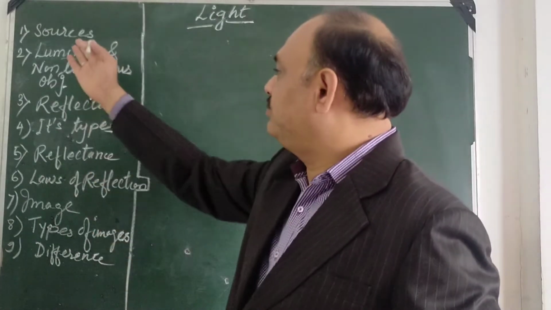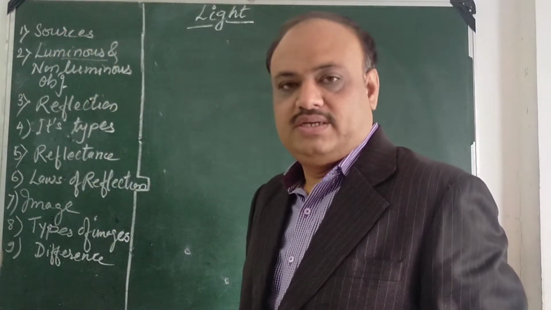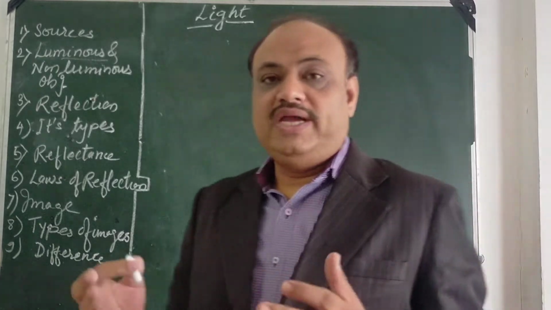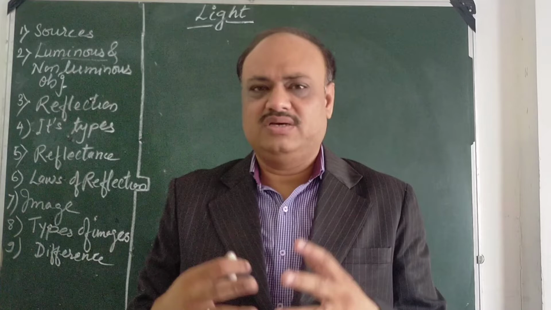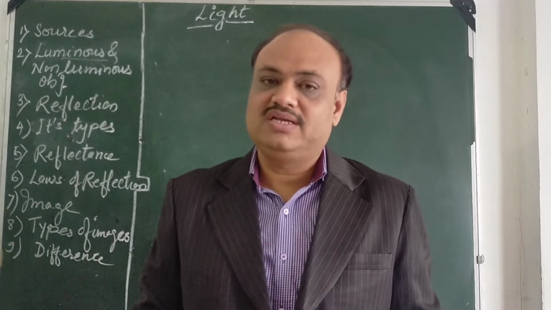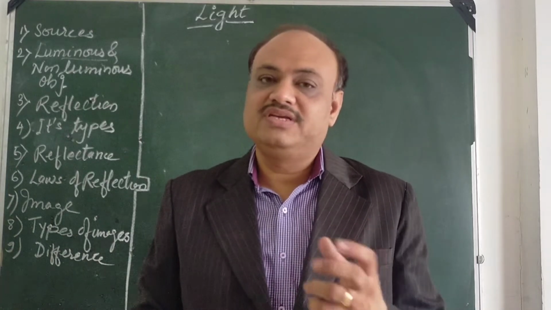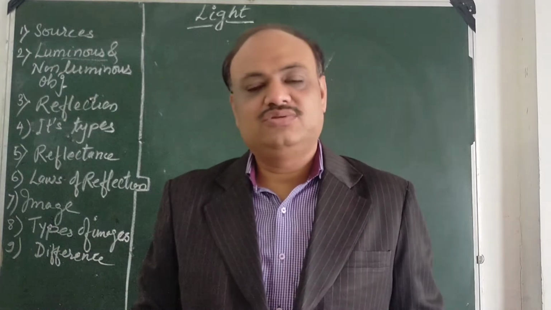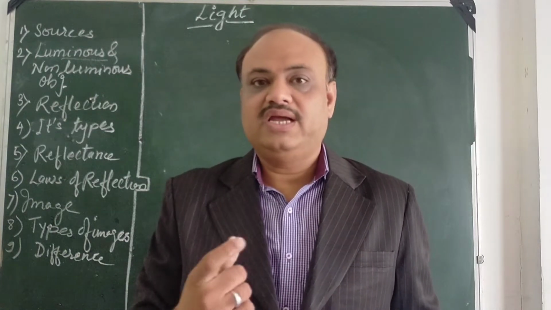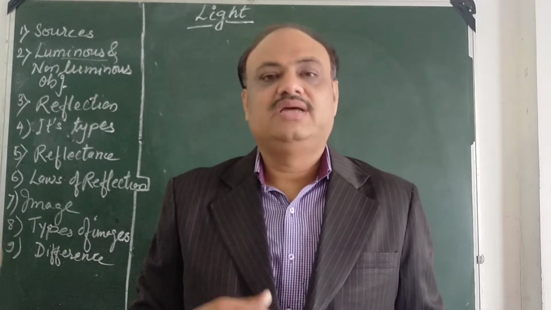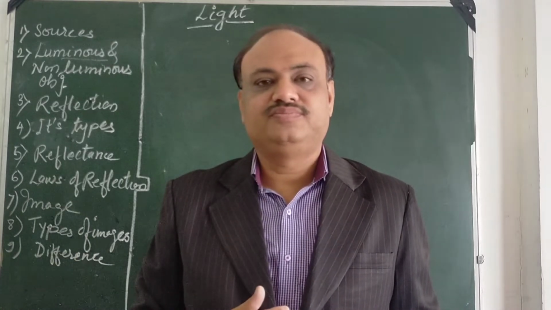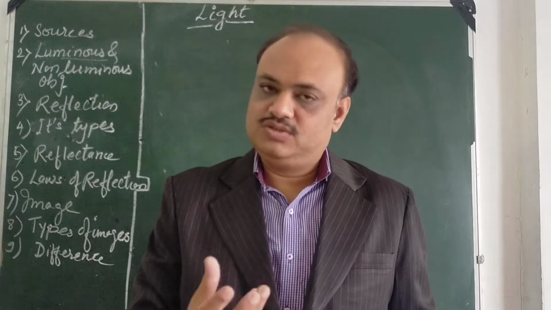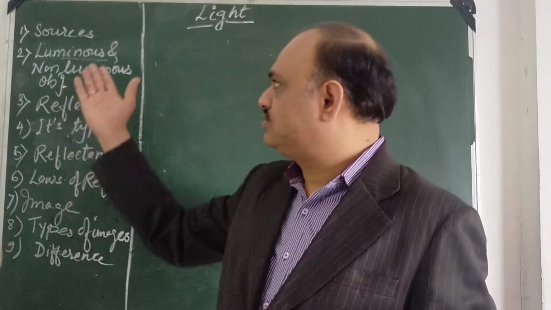Now we will start with the sources of light. When we talk about light, the biggest source of light for the earth is the sun. Solar energy. Sunlight is the biggest source of energy. Another source is a candle. A burning candle is another source of light. Another source of light is a lighted bulb. A lamp is also a source of light. So these are the sources of light.